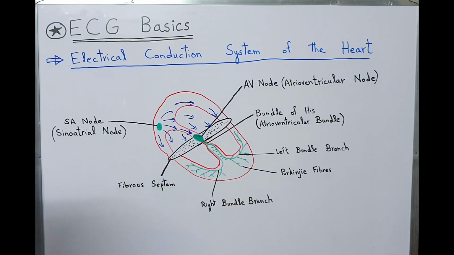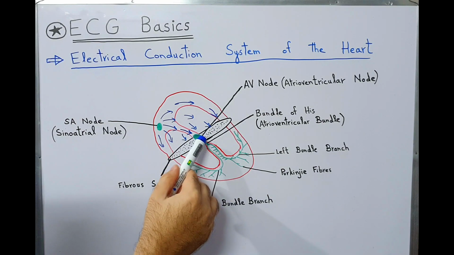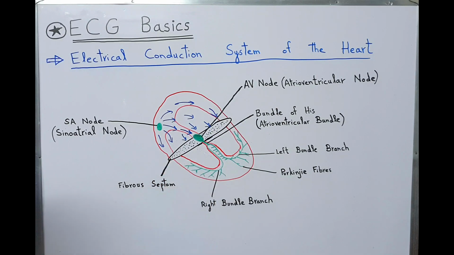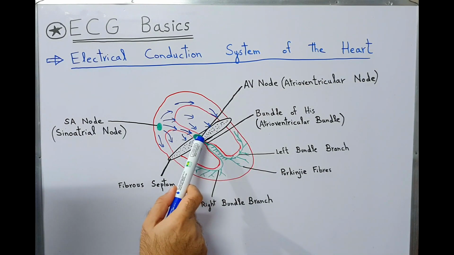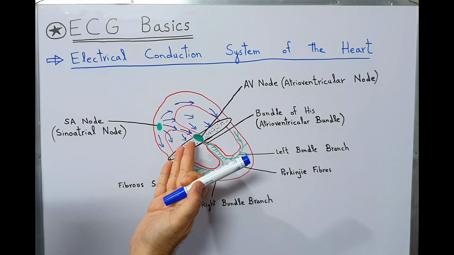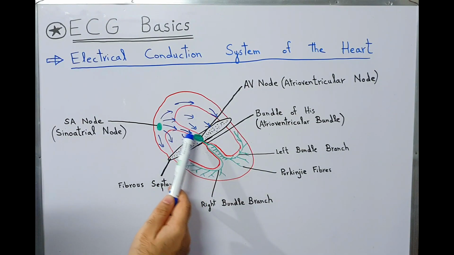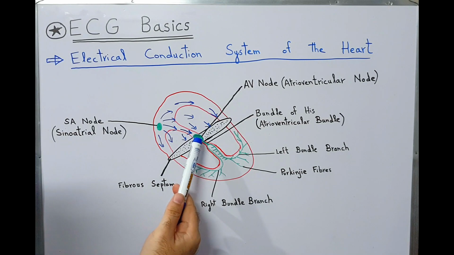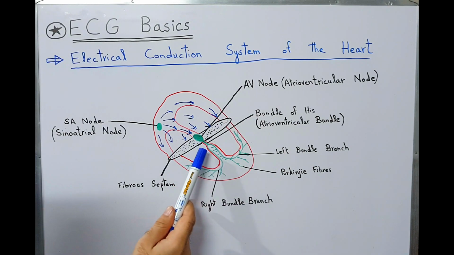The only electrical connection between the atria and ventricles is this area, which is called the AV node. It is also a specialized area which is specialized for slow conduction. When the current reaches this area, it is slowed down so that it takes about 0.1 seconds to travel through the AV node. The AV node acts like a speed breaker for the current because it is specialized for slow conduction. After the AV node, there is the bundle of His in the fibrous septum of the ventricle.